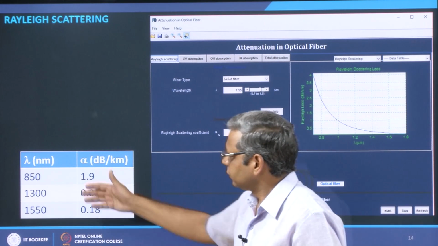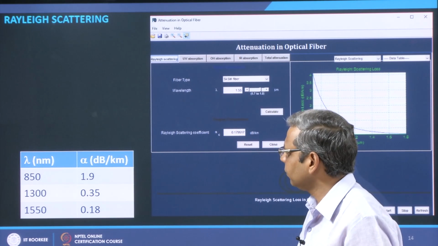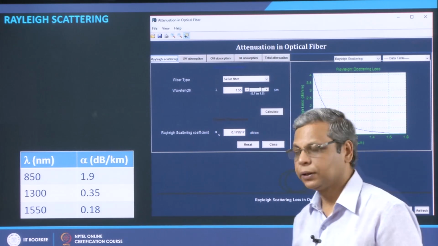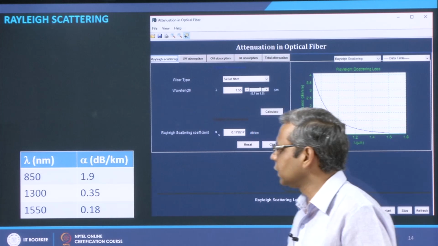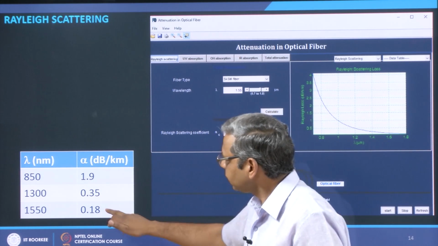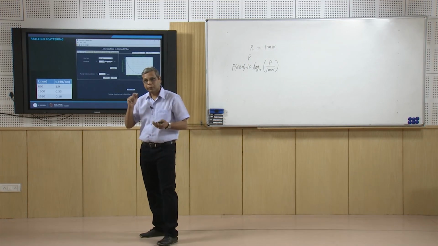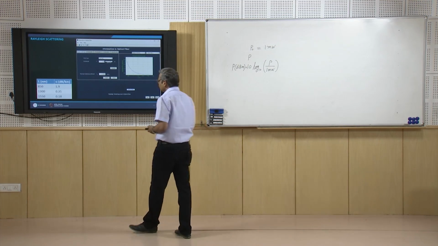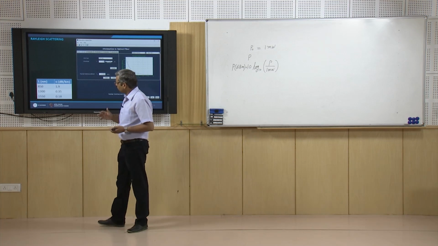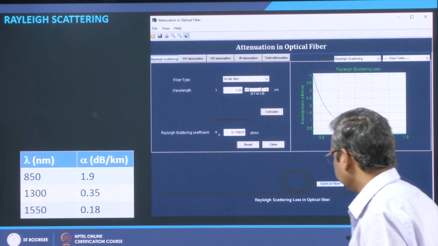Rayleigh scattering loss at 3 representative wavelengths. At 850 nanometer it is 1.9 dB per kilometer, at 1300 nanometer wavelength it is 0.35 dB per kilometer, and at 1550 it is 0.18. So, you can see at 1550 nanometer wavelength the Rayleigh scattering loss is 0.18 and total loss is around 0.2 dB per kilometer. So, major contribution to loss at 1550 nanometer wavelength comes from Rayleigh scattering.